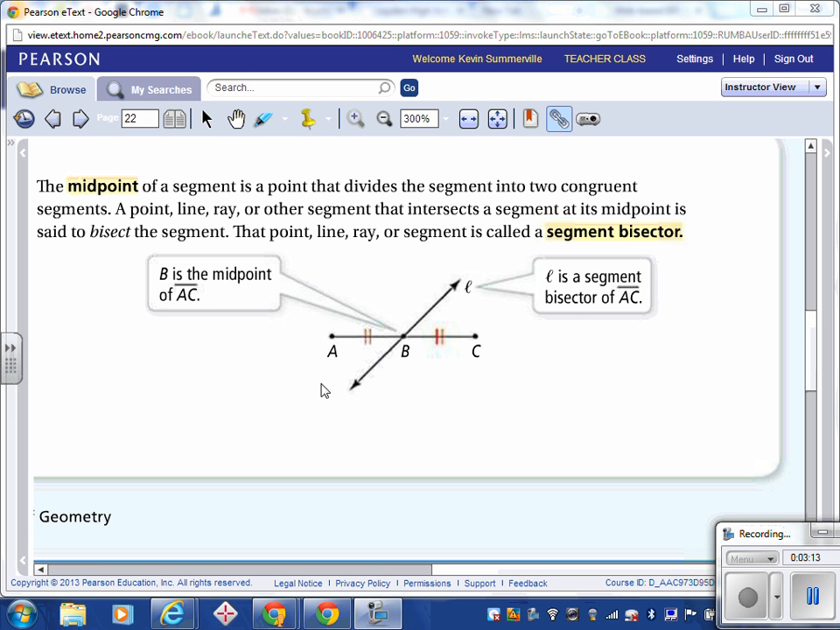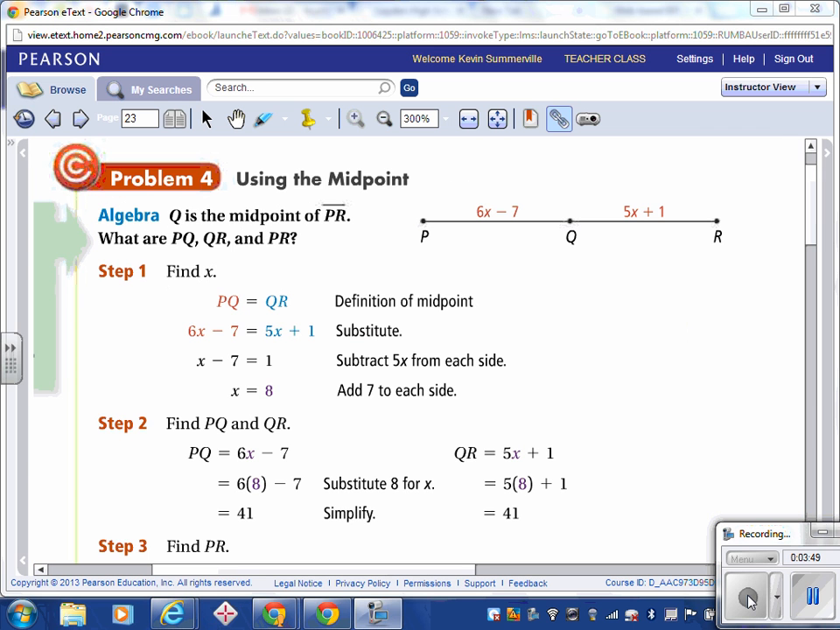So looking at this picture down here, we see that B is the midpoint of AC. So here's AC, B is in the middle. So line L is a segment bisector of AC. So this line bisects or goes through the middle of segment AC, and that's where they put the point B to show that. Let's use that information for midpoint to help us solve problem 4.